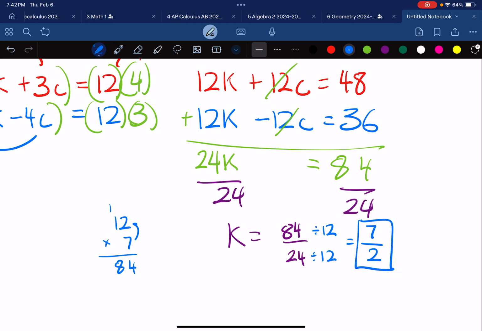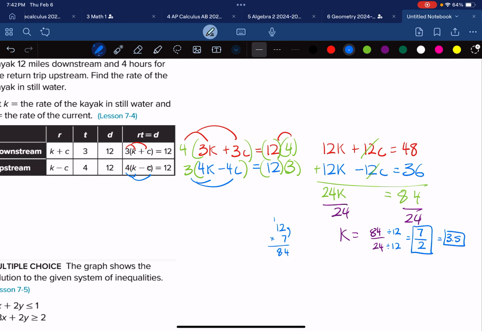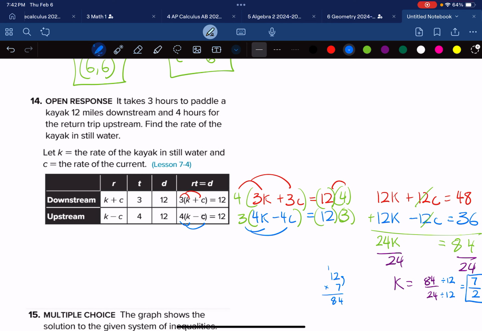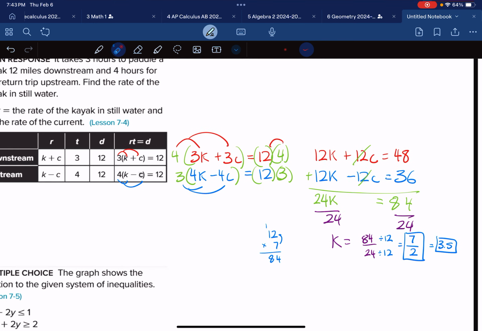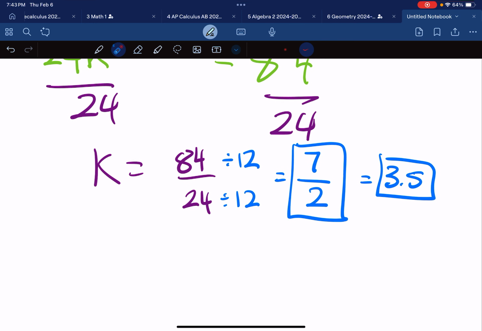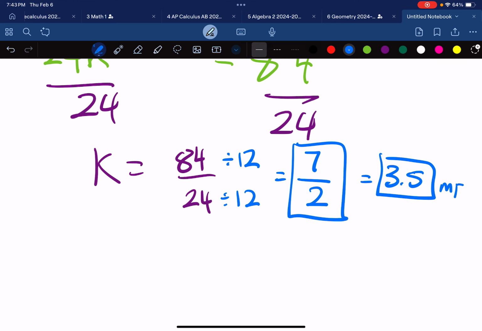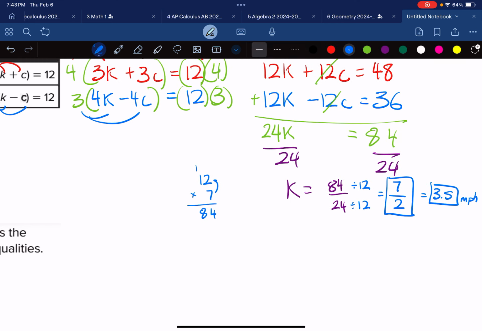If you prefer a decimal, you can say that's the same thing as 3.5. We probably should have had units on this. What is it? It's miles an hour, so it's miles per hour. So the answer is 7 halves miles per hour. You can write mph on these if you want. You don't need units though. I was just curious what that is.